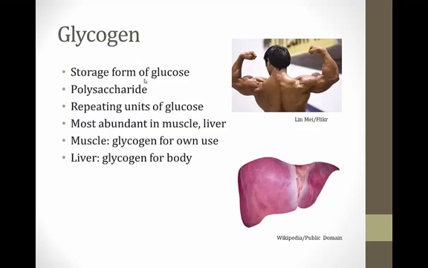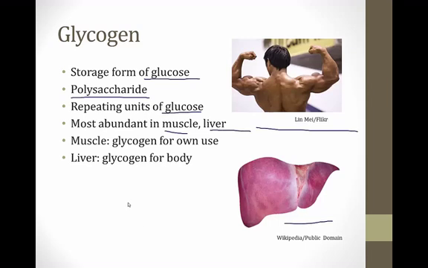Glycogen is the storage form of glucose. When there is excess glucose available, the cells of the body can convert it to glycogen and store it for later use. Glycogen is a polysaccharide. It is a polymer made up of repeating units of glucose, and it's most abundant in the muscle, as represented by this muscle-bound man here, and the liver, and that's why I've shown you a picture of the liver on the screen here.